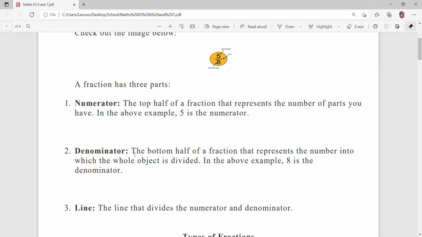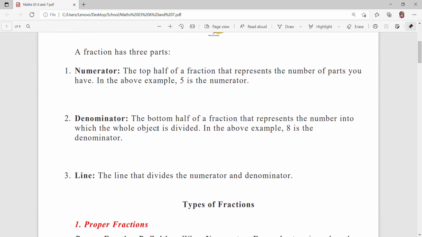Next, denominator. The bottom half of a fraction that represents the number into which the whole object is divided. In the above example, 8 is the denominator.